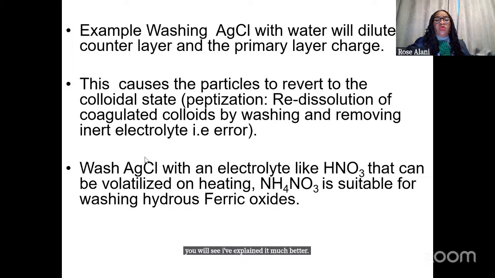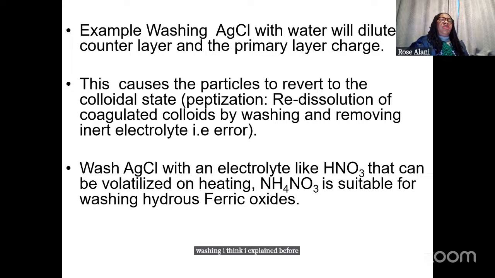So wash silver chloride with an electrolyte like nitric acid that can be volatilized on heating. Ammonium nitrate is suitable for washing hydrous ferric oxides. So you select what you use in washing. Washing, I think I explained before.